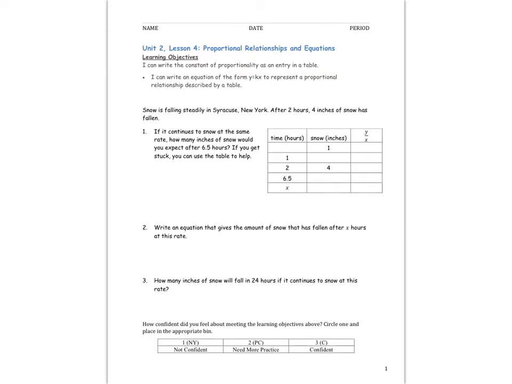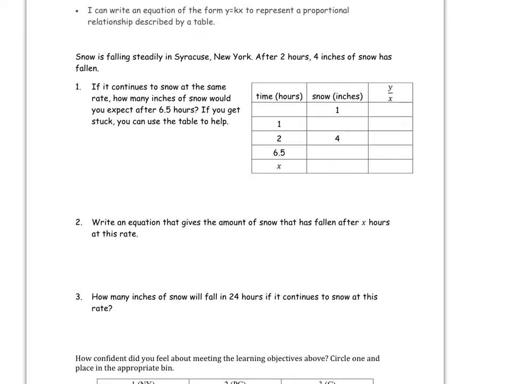So, this situation says snow is falling steadily in Syracuse, New York. After 2 hours, 4 inches of snow has fallen. And then it wants you to answer 3 questions for this situation. So the first question says, if it continues to snow at the same rate, how many inches of snow would you expect after 6.5 hours? And if you get stuck, you can use the table to help.